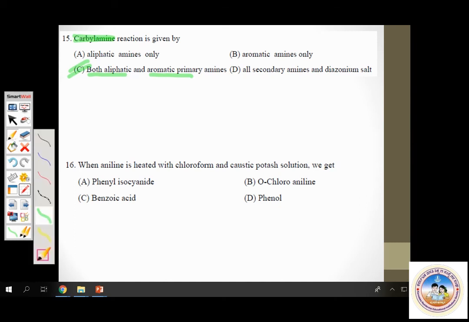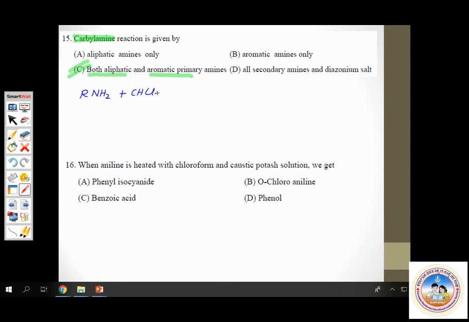So, you know what carbylamine reaction is? A primary amine, RNH2, aliphatic or aromatic, is made to react with chloroform, CHCl3, in presence of a base, say KOH. One ends up getting RNC, isocyanide, plus KCl plus water.